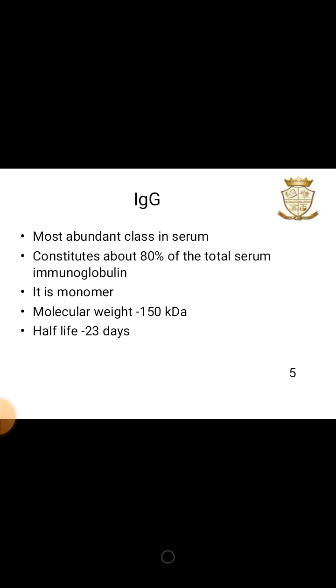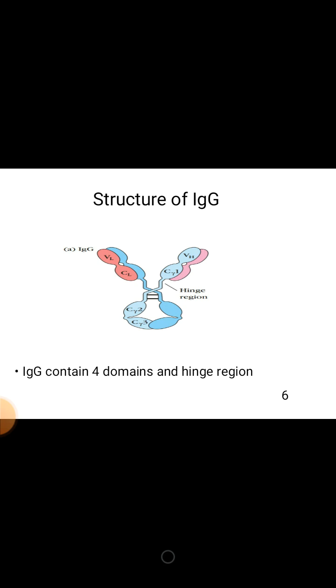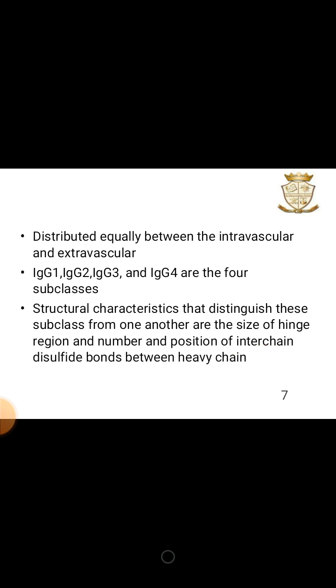IgG is the most abundant class in serum, constituting about 80% of total serum immunoglobulin. It is a monomer, molecular weight 150 kilodalton, half-life 23 days. This is the structure of IgG. It contains 4 domains and a hinge region, distributed equally between intravascular and extravascular. IgG1, IgG2, IgG3, and IgG4 are the four subclasses.